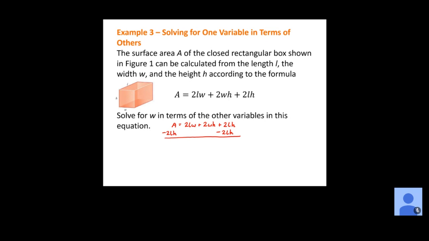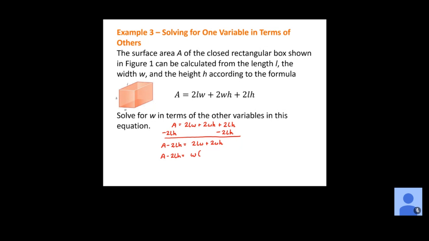Now, A and 2LH are not like terms. I can't combine those. So this is just A minus 2LH is equal to 2LW plus 2WH. Now, since we have two terms that have the W in common, and W is the variable we're trying to solve for, what we're going to have to do next is factor out the W that we're trying to solve for. So my left-hand side does not change.